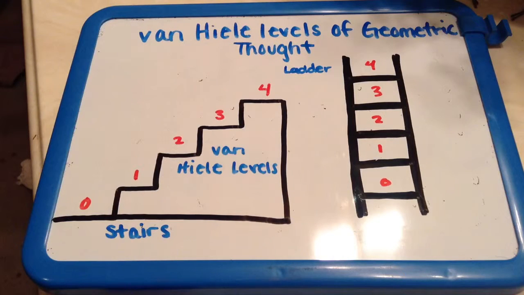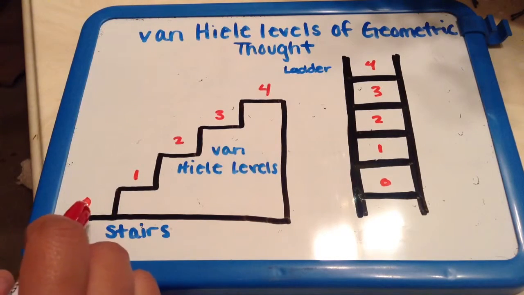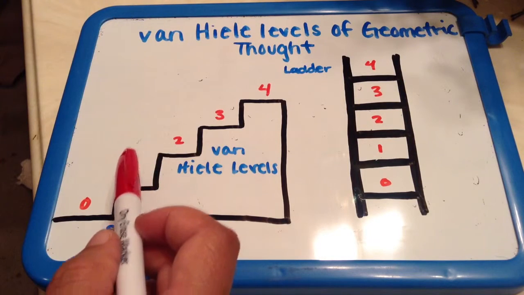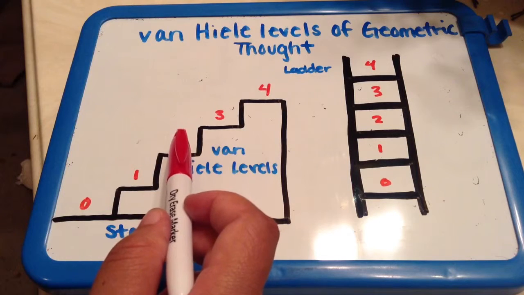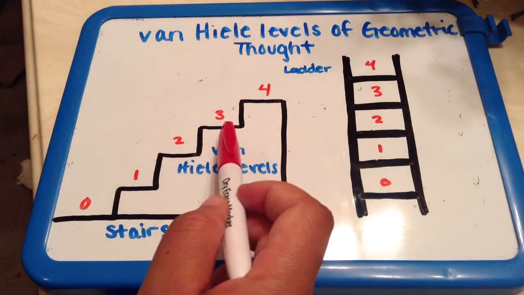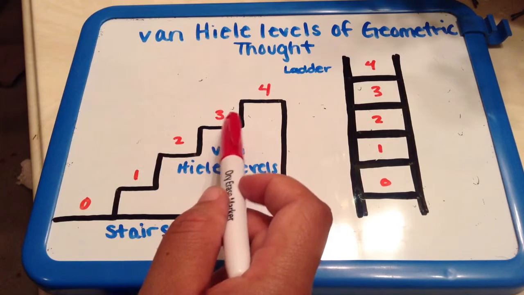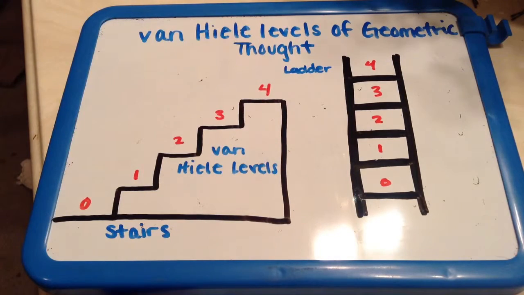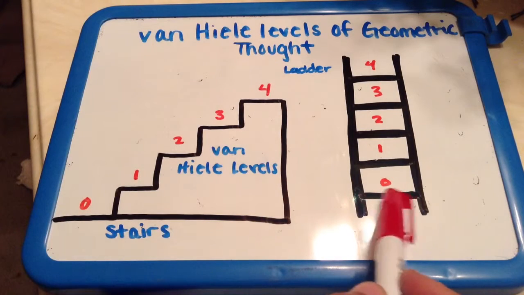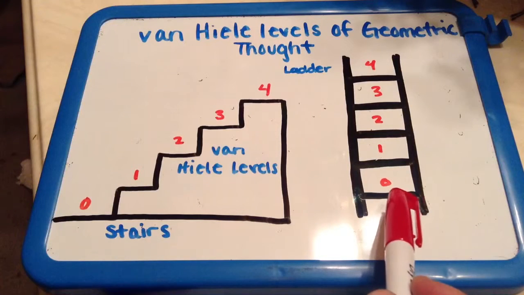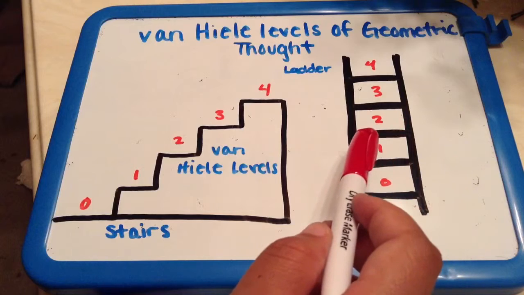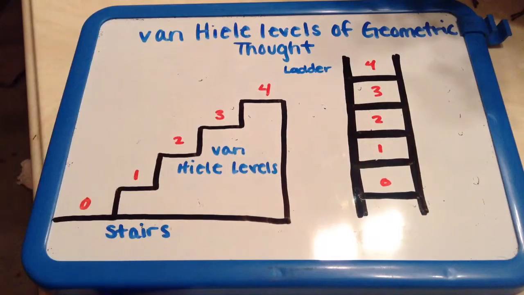Level 0 is visualization. Level 1 is analysis. Level 2 is informal deduction. Level 3 is deduction. And level 4 is rigor. Today we will be focusing on the beginning levels: level 0, which is visualization, and level 1, which is analysis.